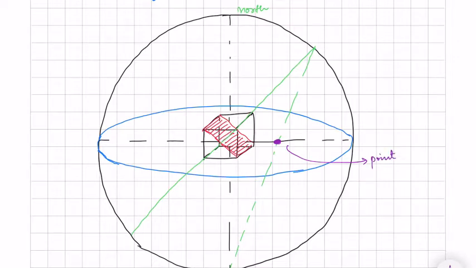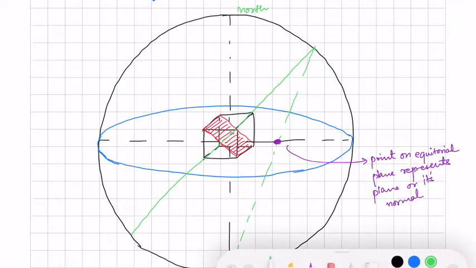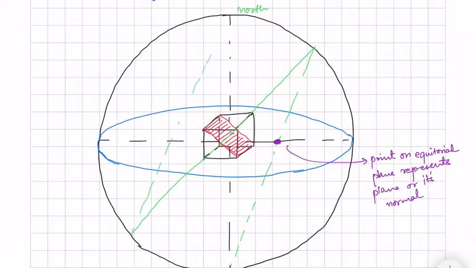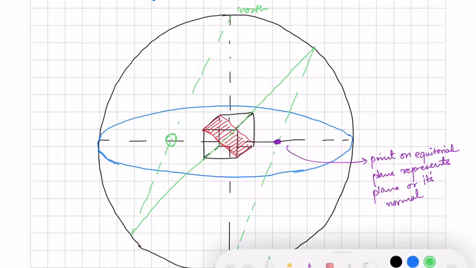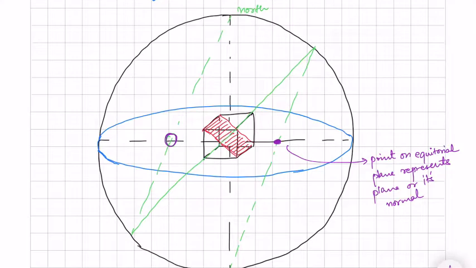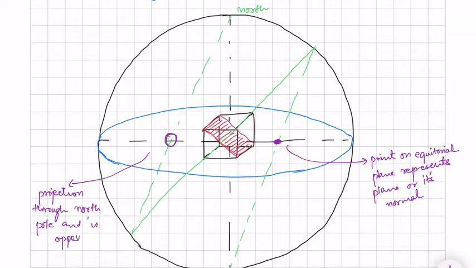So this point on equatorial plane represents this red marked plane or its normal. So instead, if you take projection from the north pole, suppose here, so you get this point. Okay. So this is the projection of this plane through the north pole and it is opposite in nature. We generally use projections through south pole.